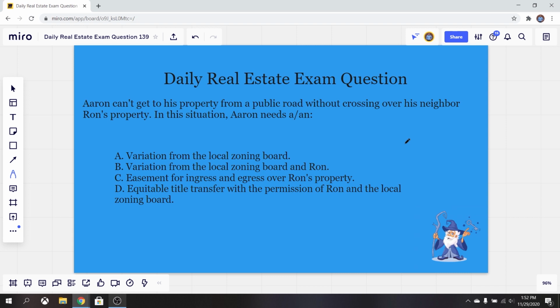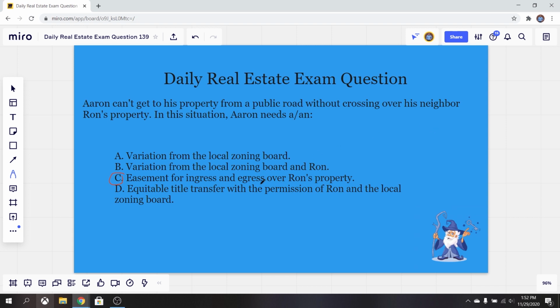Well, he needs an easement for ingress and egress. That's right. So it's going to be C. In this situation, Aaron needs an easement for ingress and egress over Ron's property. That's right. If Aaron can't get to his property from a public road without crossing over his neighbor Ron's property, he's landlocked. He needs an easement for ingress and egress over Ron's property to be able to enter and exit the property, which is what that means.